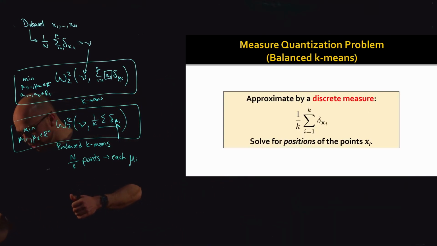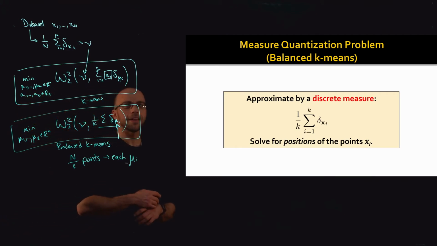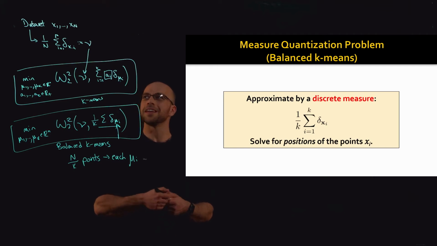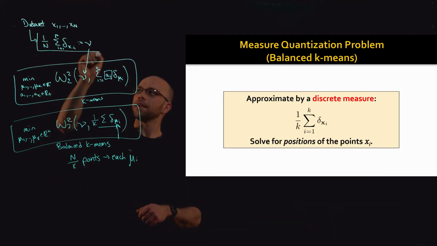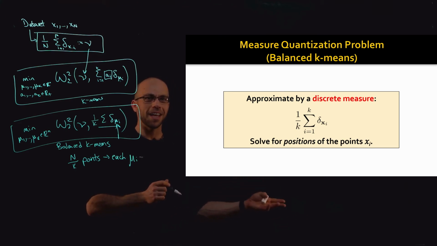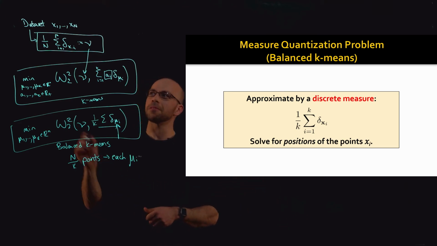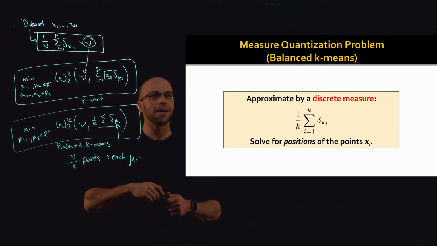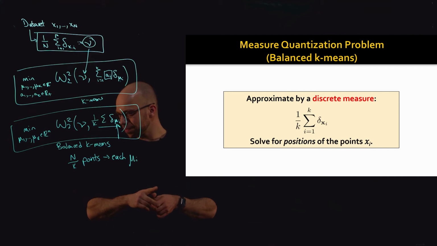So this problem has a lot of different names. A different one is that it's the measure quantization problem. Essentially, the point here is that I'm going to take my original data set as a probability measure and quantize it on k points. Notice actually this problem is also well defined when mu is a smooth measure, like a mixture of Gaussians. But then it becomes a little harder to solve.